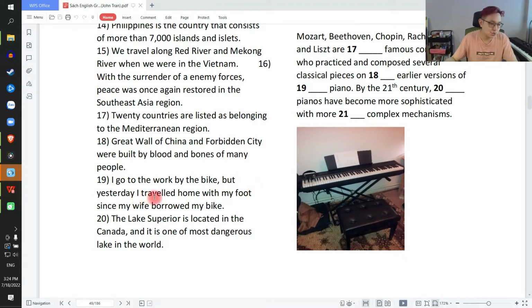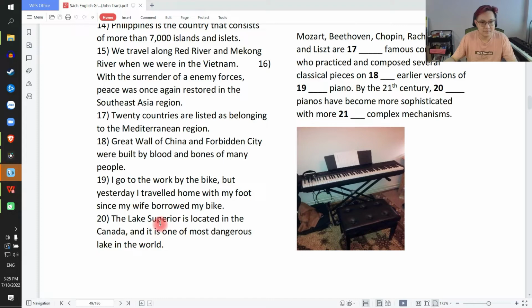But yesterday I traveled home on foot. Another common expression. On foot. Mới đúng nha. Since my wife borrowed my bicycle or my bike. Là những biểu đạt thông thường các bạn phải biết. You need to know those common expressions. I go to work by bike. But yesterday I traveled home on foot. Since my wife borrowed my bike. Tôi đi đến nơi làm việc bằng xe đạp. Nhưng mà ngày hôm qua tôi phải đi về nhà, đi bộ về nhà, bởi vì từ khi vợ tôi đã mượn xe đạp của tôi.